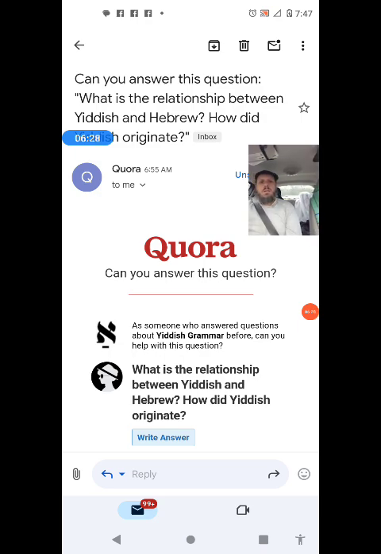So that is basically the relationship between Yiddish and Hebrew and how Yiddish originated. Once again, the relationship between Yiddish and Hebrew is essentially the relationship between Latin and English, in that it originated as German being written in Hebrew letters. As with other languages, you have Judeo-Aramaic that's written in Hebrew letters. You have Ladino, which is Spanish written in Hebrew letters.